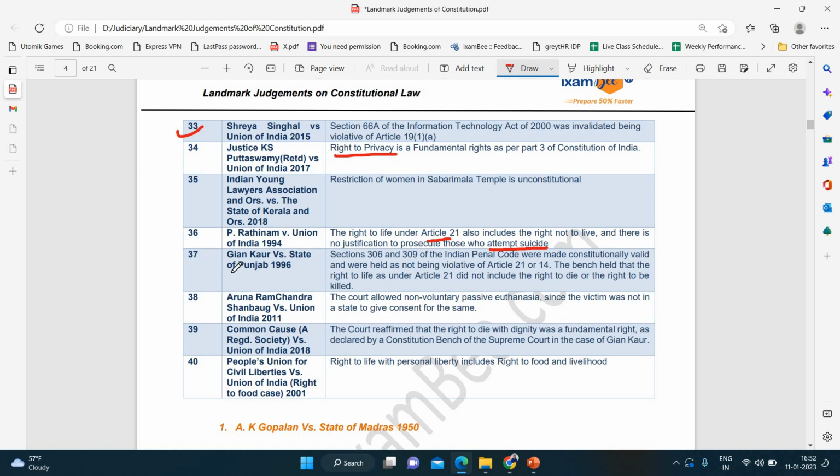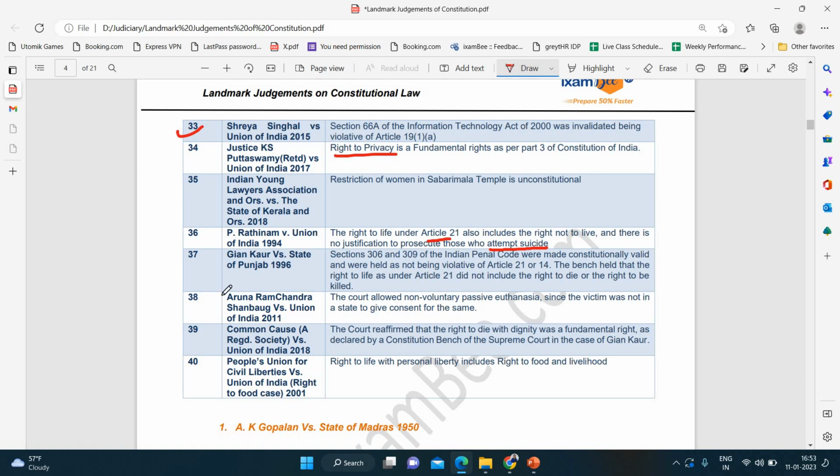The next judgment is Gyan Kaur versus State of Punjab. Here, Sections 306 and 309 of IPC were held constitutionally valid and not violative of Articles 21 and 14. The bench held that the right to life under Article 21 did not include the right to die and the right to be killed. So by this judgment, the attempt to suicide was again made a criminal offence.